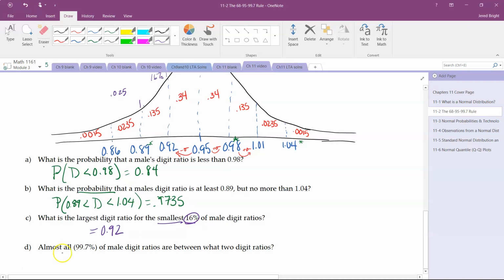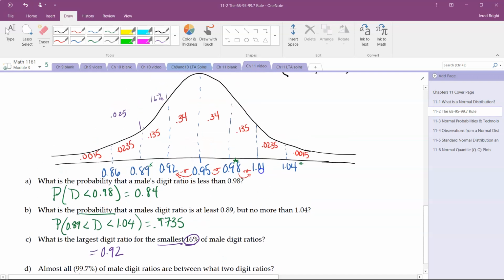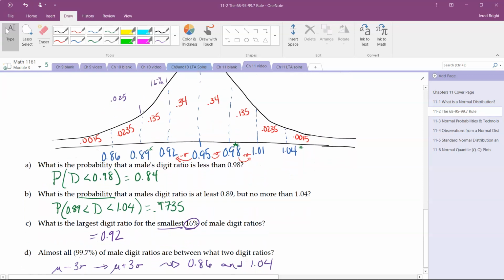All right, and then almost all, 99.7% of male digit ratios are between what two digit ratios? I remember that 99.7 is from the mean minus 3 standard deviations all the way up until the mean plus 3 standard deviations. So that's just going to be, in this context, 0.86 and 1.04.